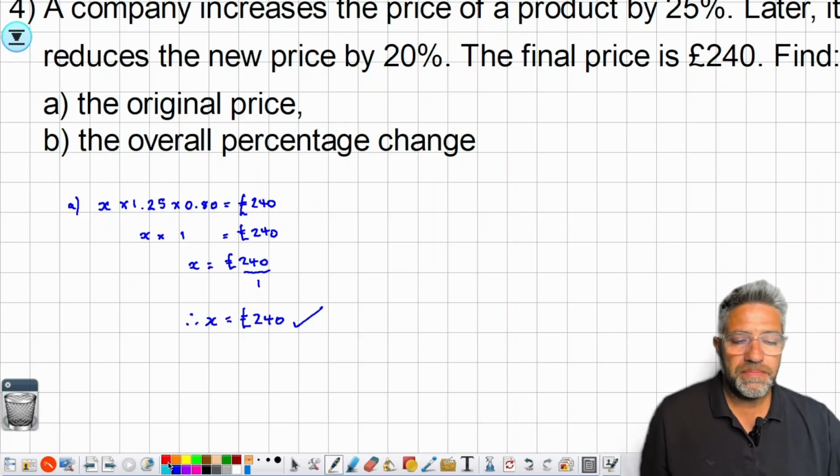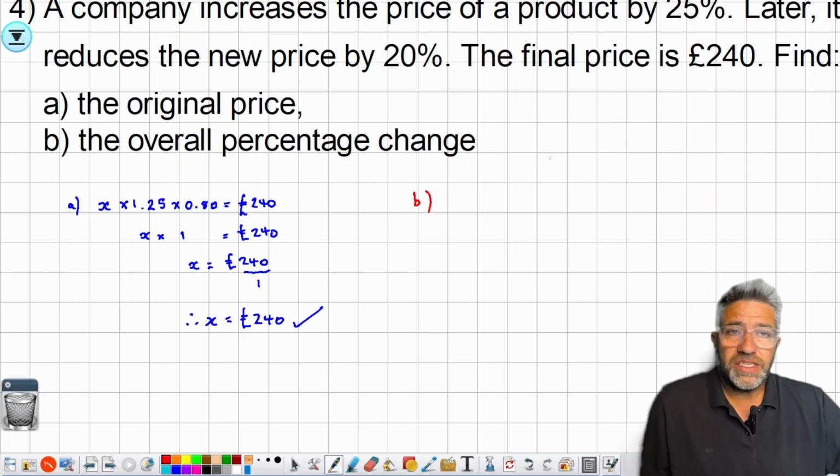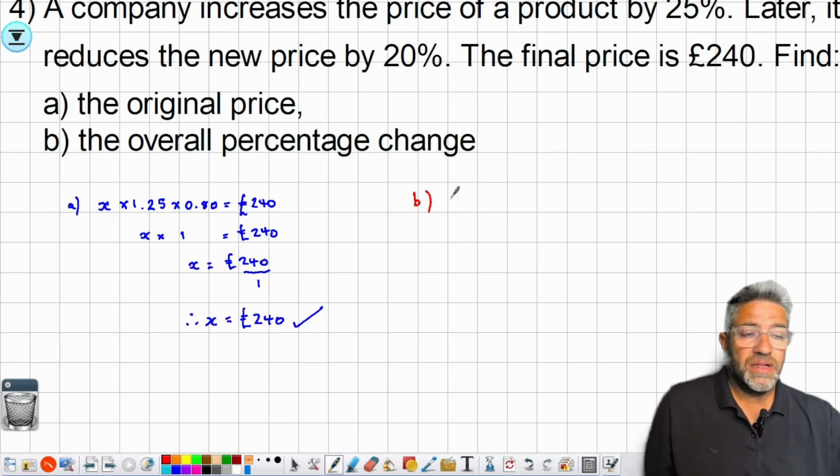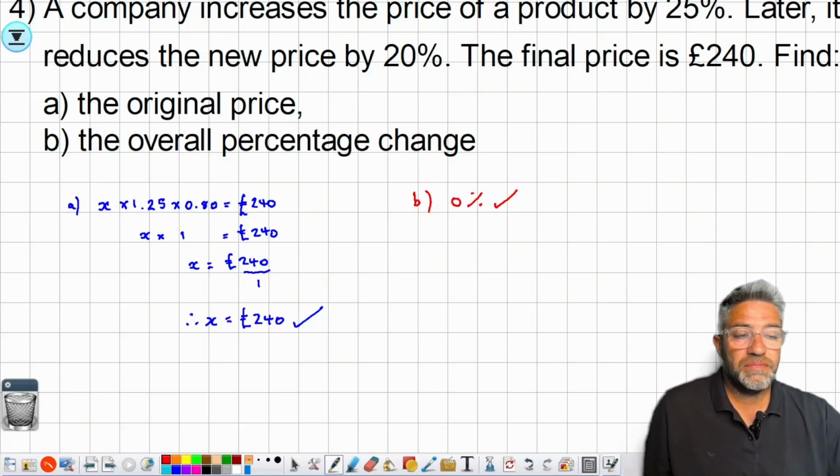Part B. The overall percentage change. The starting price, the final price, they're identical. There hasn't been any change. The overall percentage change is 0%.